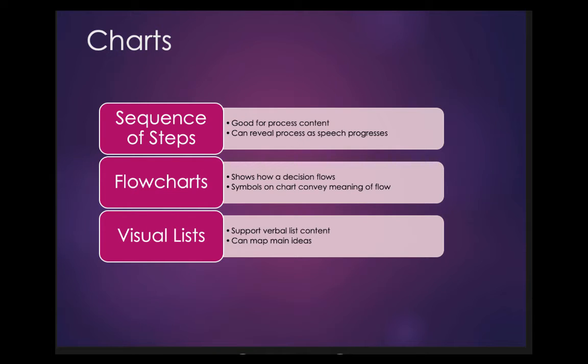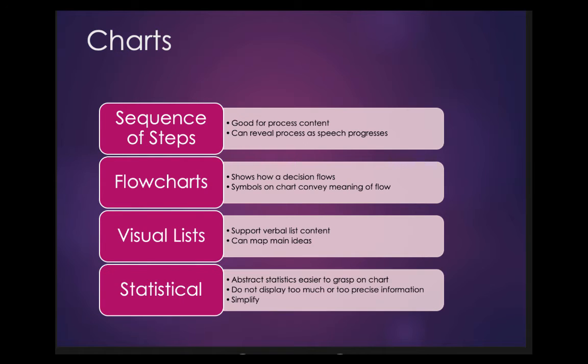Visual lists are the third kind of chart, and they're exactly what you imagine. They simply give visual support to a list the speaker is sharing, much like the visual aid on this slide. And the fourth type of chart is a statistical chart, and they have the capacity to be the most complex, which is why we have that rule about making sure to convey only one point per chart. Just saying the word statistics can evoke angst in people sometimes, so making them simple is crucial.